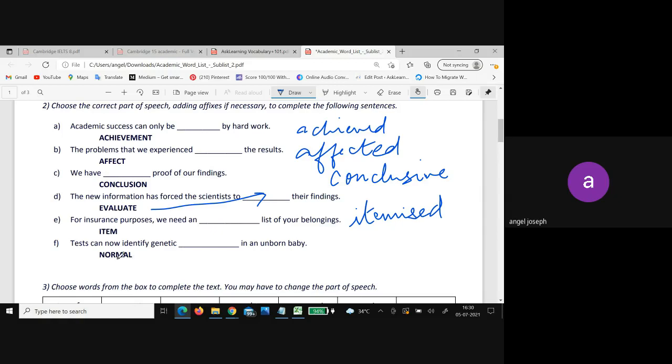Okay, so tests can now identify genetic dash. What will come here? Remember, it's an unborn baby. Normality. What does that mean? Not normality, add a word before it with two letters added. Normal is normal, the opposite is abnormality. Very good. Abnormality. Okay, abnormality. You want the answer clear?